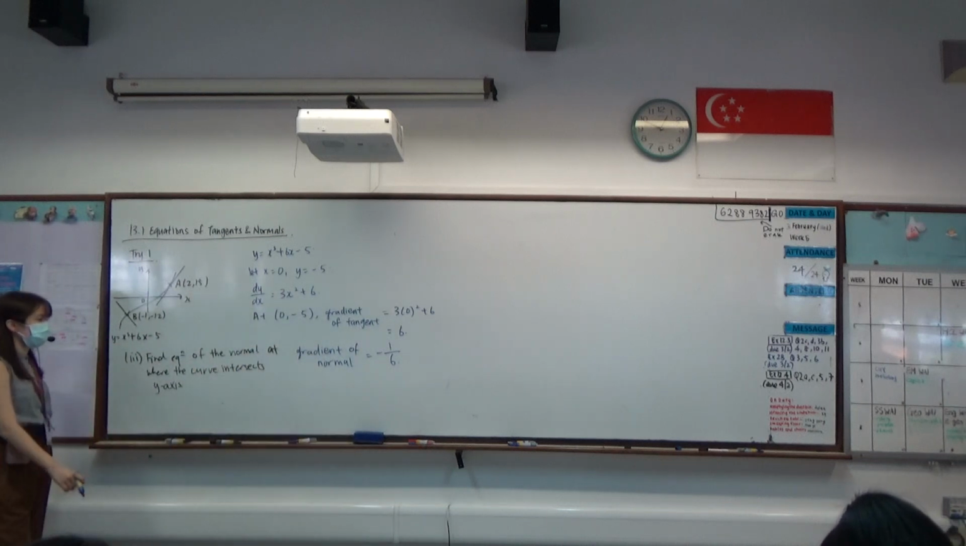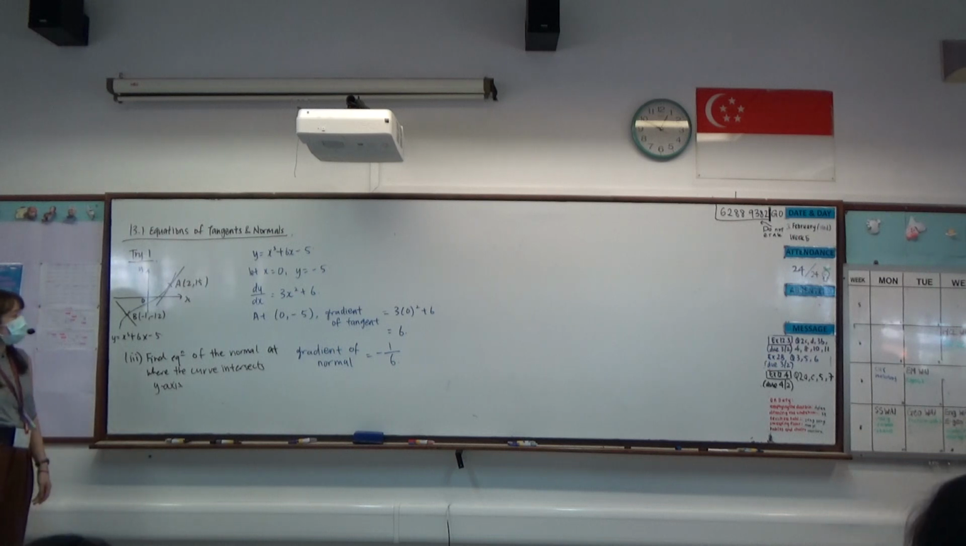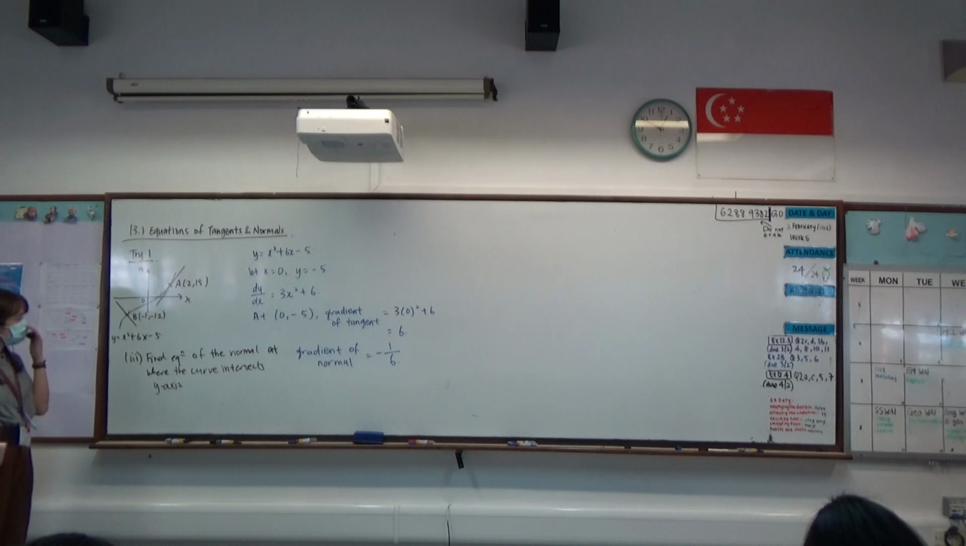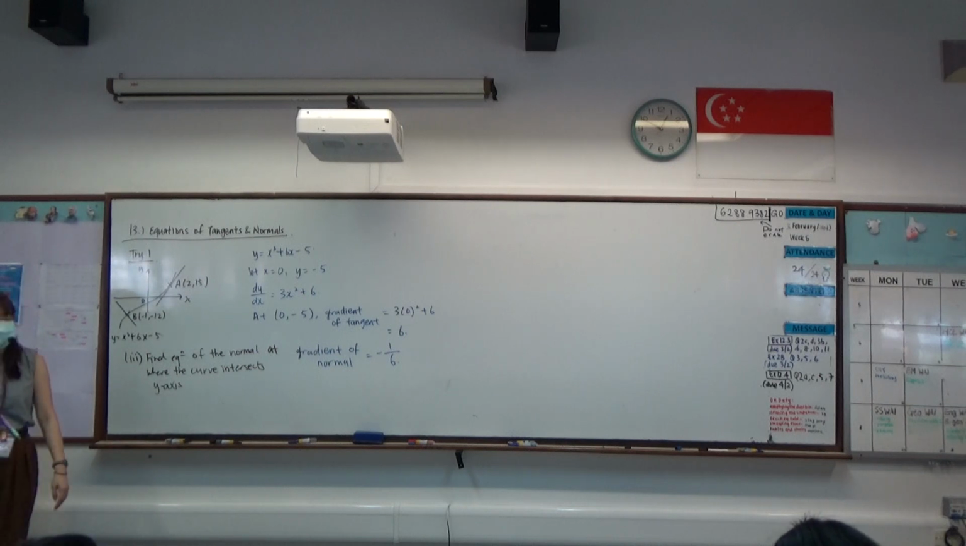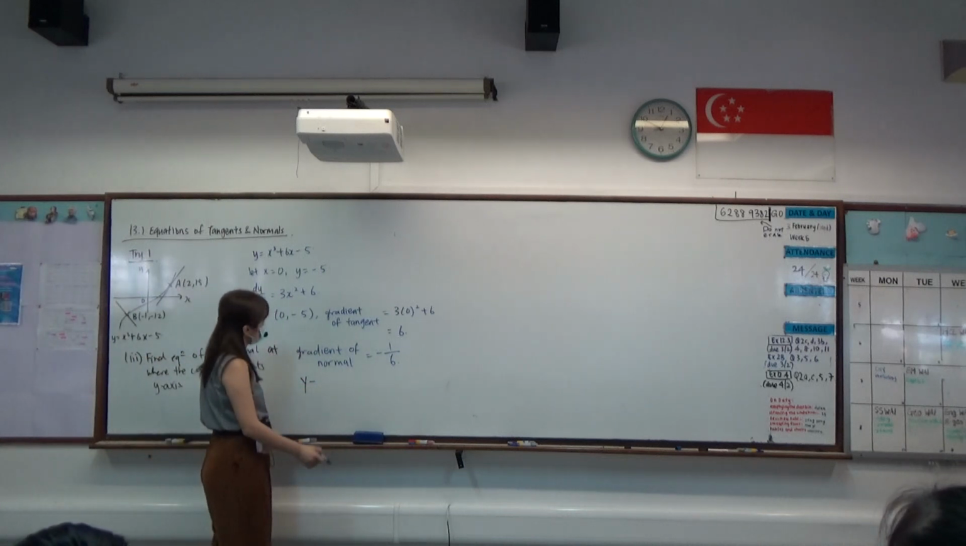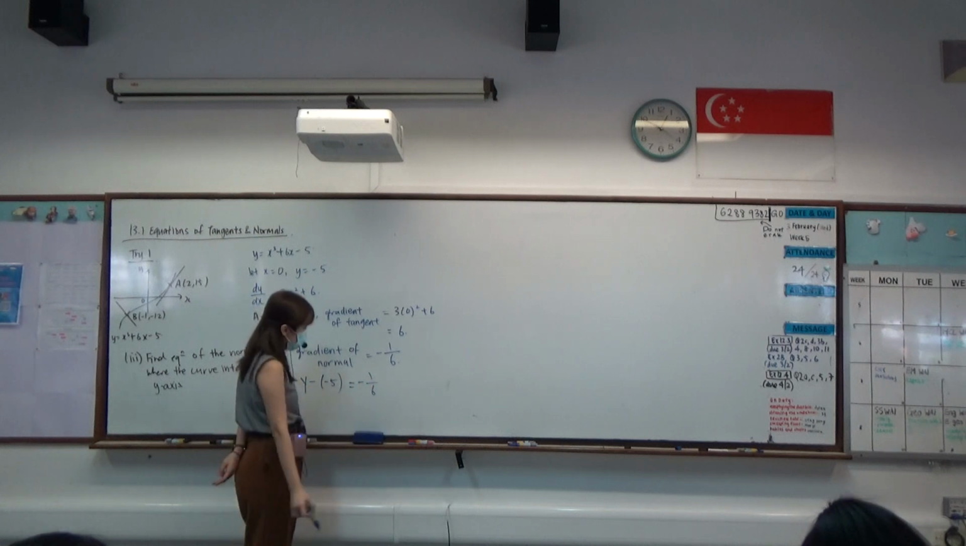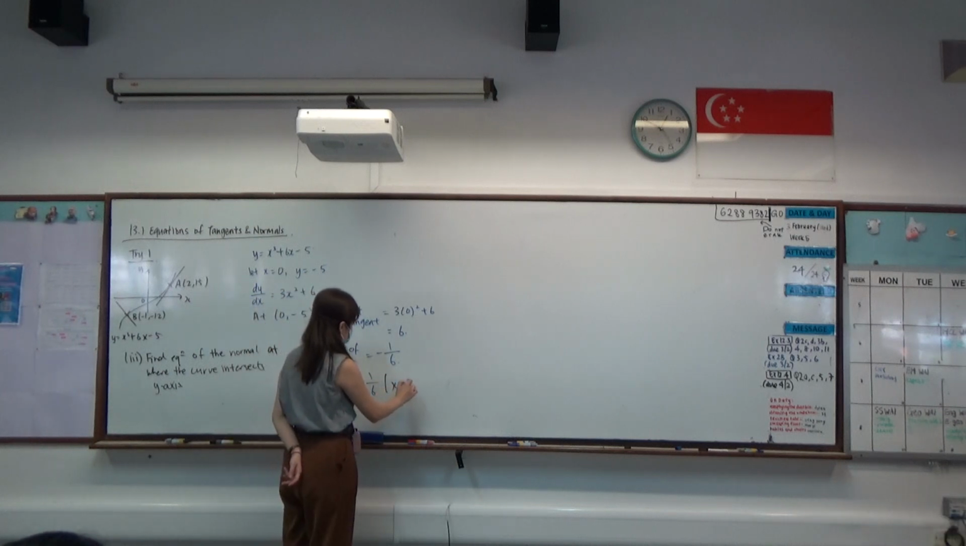Then, how to find the equation? So, the equation of a straight line. A normal is a straight line. y minus something. y minus what? y minus negative 5. y minus negative 5 equals negative 1 over 6 times x minus 0. Yes.